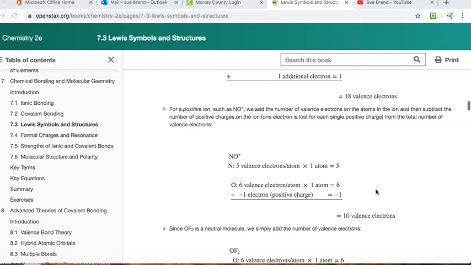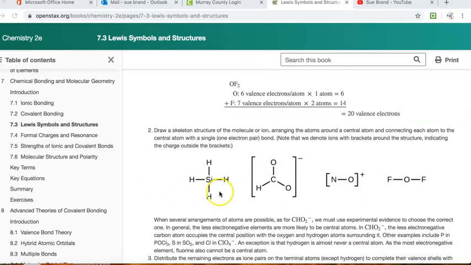Okay, and so scrolling down to our structure here for silicon, we see that it has 4 covalent bonds. It's the central atom. The hydrogen atoms are the terminal atoms, and each hydrogen atom makes a single bond with silicon. Okay, so silicon now has 8 electrons around it, and then hydrogen has 2 each.